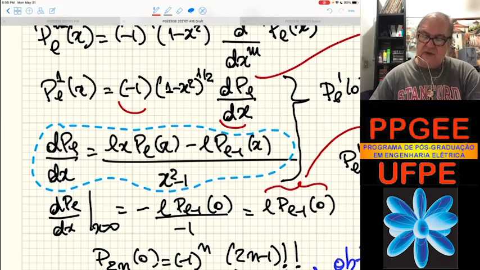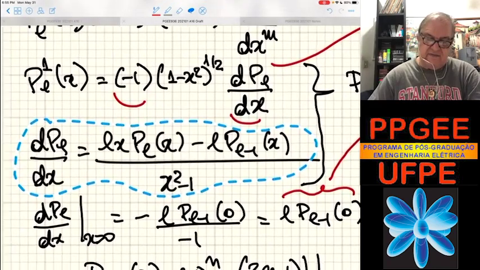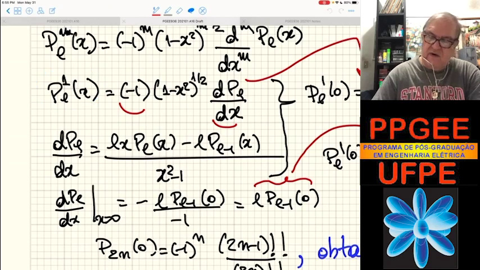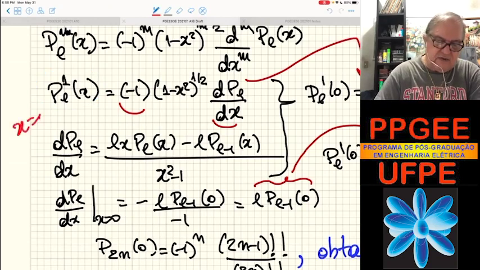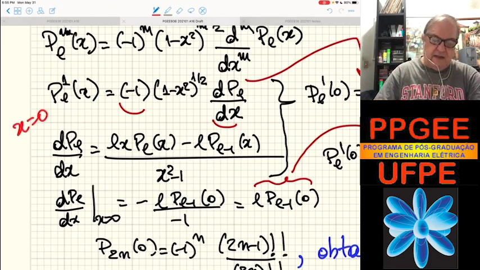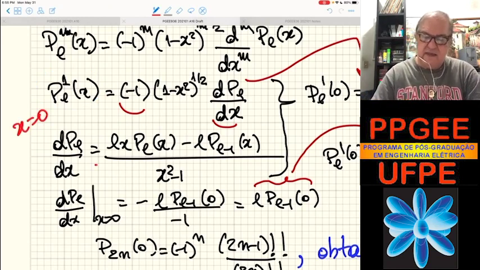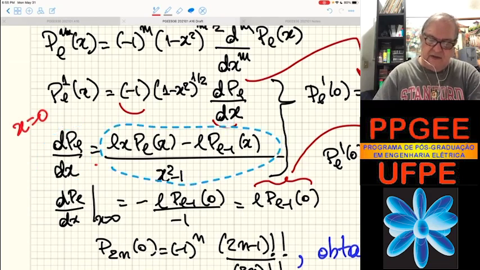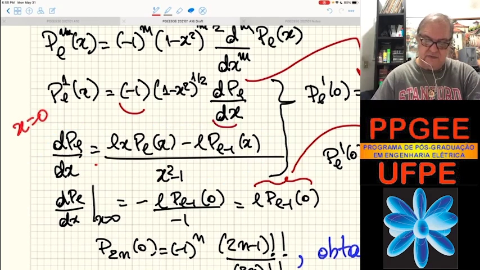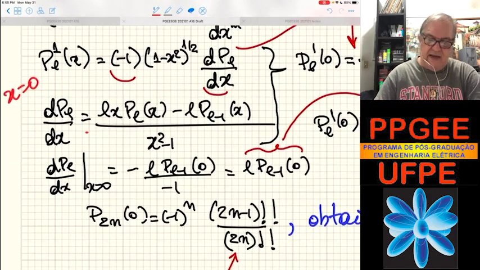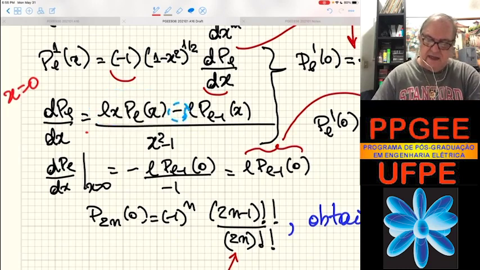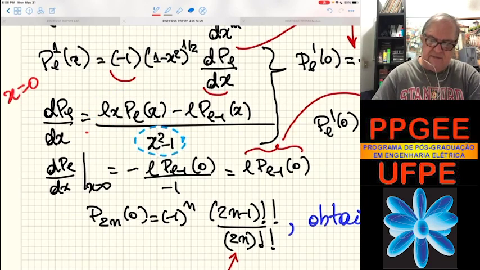Okay. And recall that we want to calculate the derivative. We want to calculate PL1 for x equals 0. So we have to recall that when you calculate things here. So dPL dx is given by this. Then you're going to make x equals 0. Well, x equals 0, this thing disappears. We're going to have minus here. And x equals 0 here is going to give minus 1.